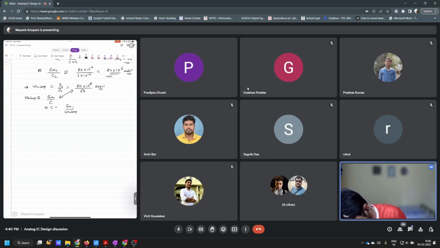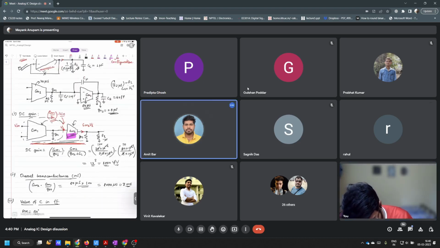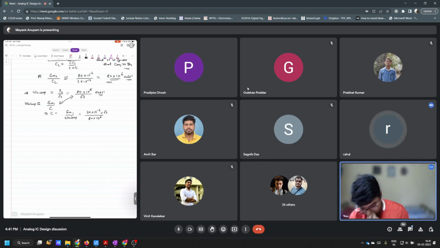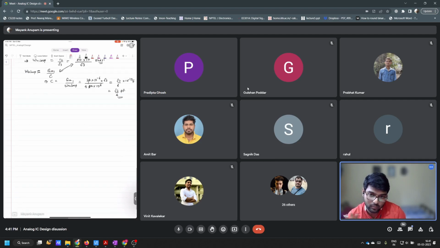And what is GM1? GM1 is 20 micro, divided by omega u loop, which is 80 into 10 to the power 6 and into root 3, right? So what will it be? This is basically root 3 by 4 into 10 to the power minus 12 farad. So this is root 3 by 4 picofarad. Is it correct?